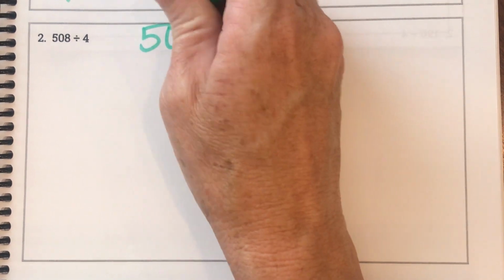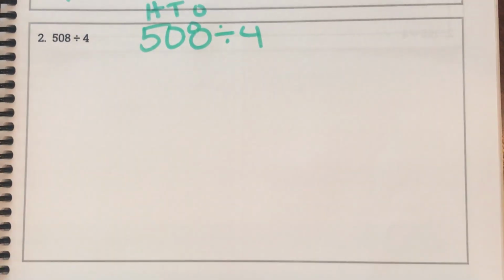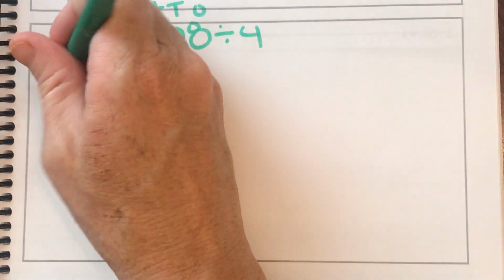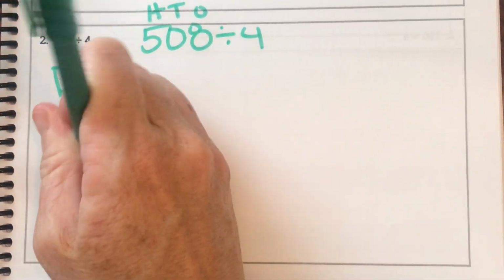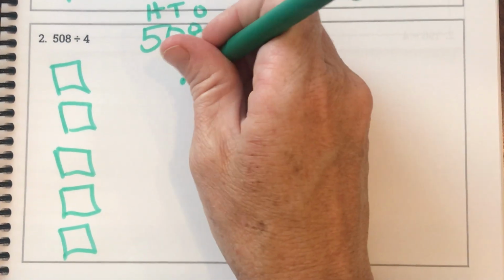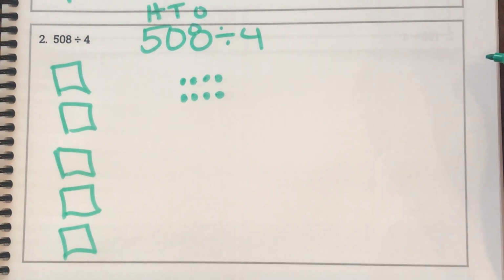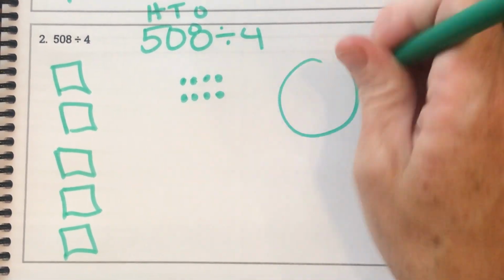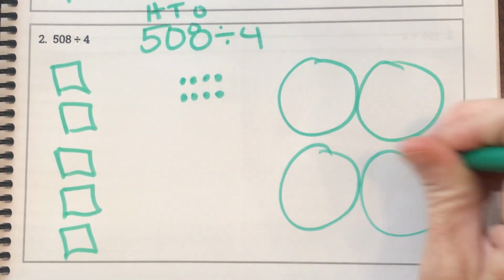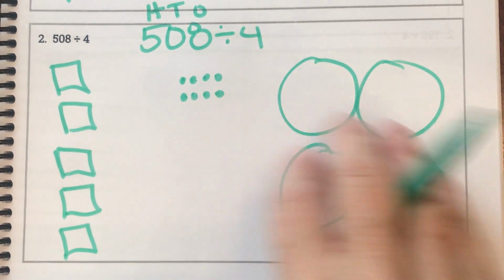Here's our next one. Okay, our equation is 508 divided by 4. So we are going to first draw our dividend. We have 5 hundreds, 0 tens, and we have 8 ones. Okay, and then how many groups are we going to have? 4. Okay, so now we're ready to start dividing them into our groups.